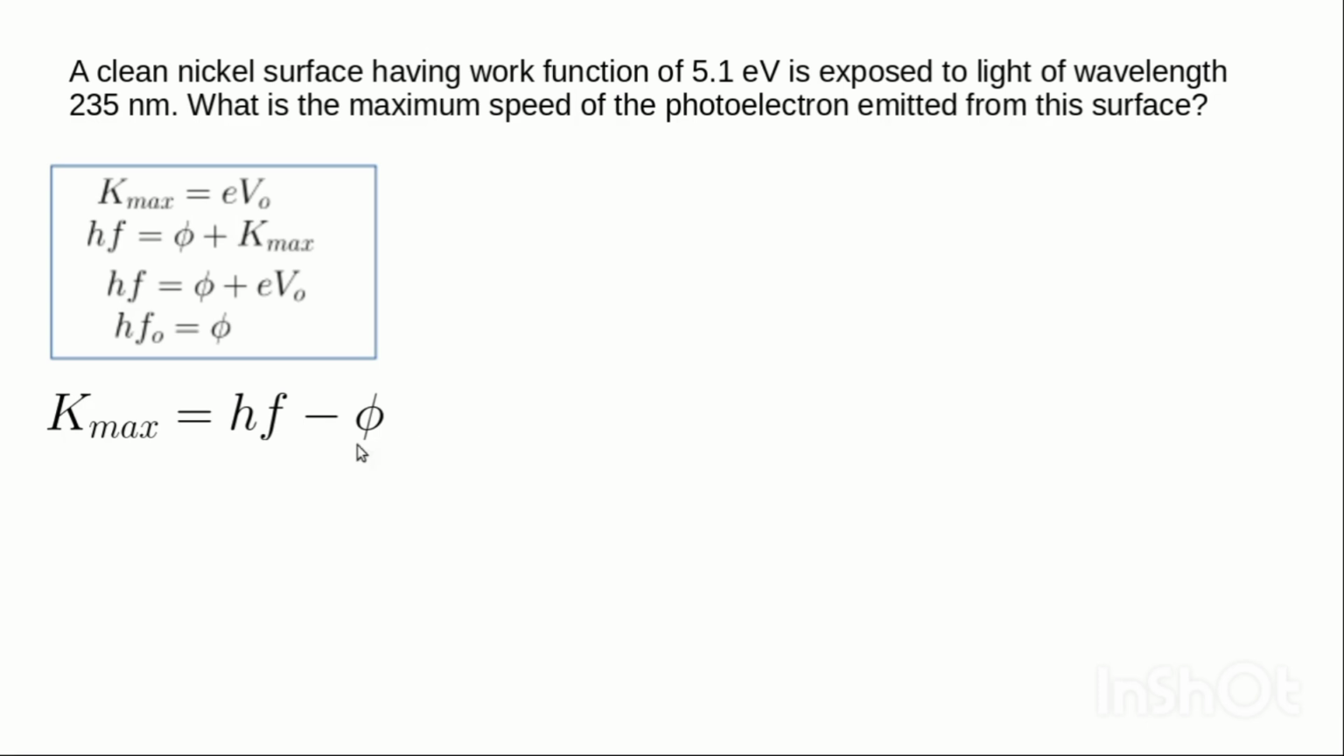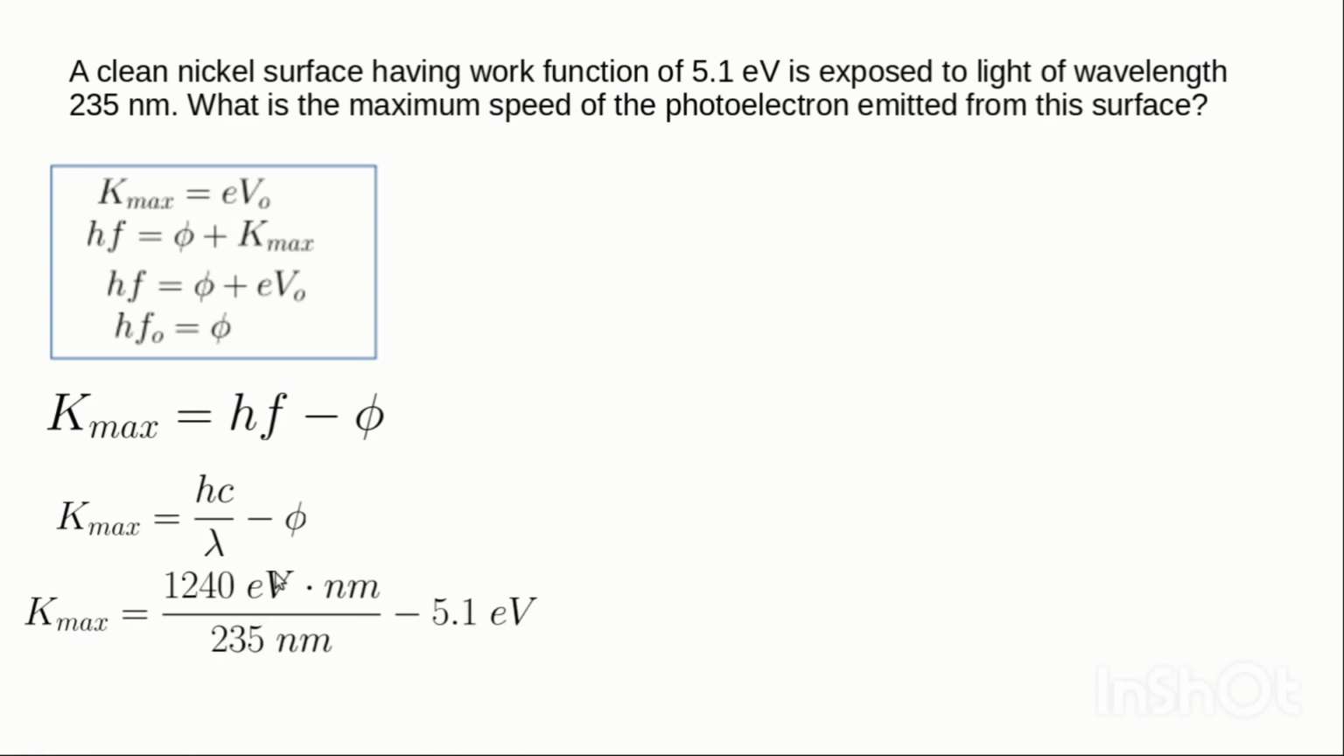Remember our hf can be replaced as hc all over lambda. Our work function is given, so we can go ahead and say hc all over lambda minus phi. Our hc is 1240 divided by the wavelength, which is 235. So we have this expression divided by this minus the work function. If we divide this by this, we have this minus 5.1 equal to 0.1766 electron volts.